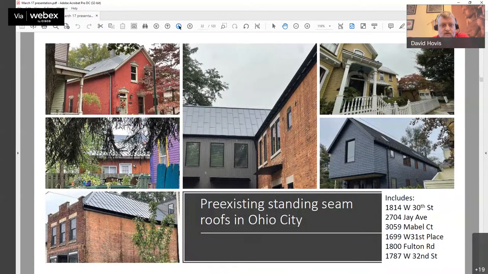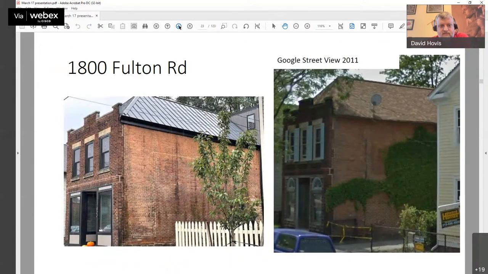Next slide, please. There are numerous existing standing seam roofs in Ohio City, many of which have also been approved by the Landmarks Commission. It is somewhat puzzling as to why, for example, 1800 Fulton, but these, as far as I know, have all been approved by the Landmarks Commission. They're all over the place. Next slide. In particular, 1800 Fulton was just redone in the last 2 years or so, and was moved from an asphalt shingle roof to standing seam metal. So there's that. Next slide.